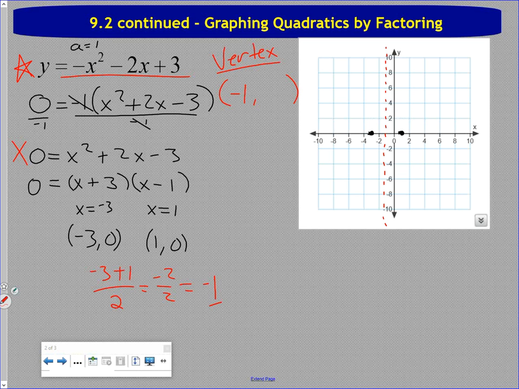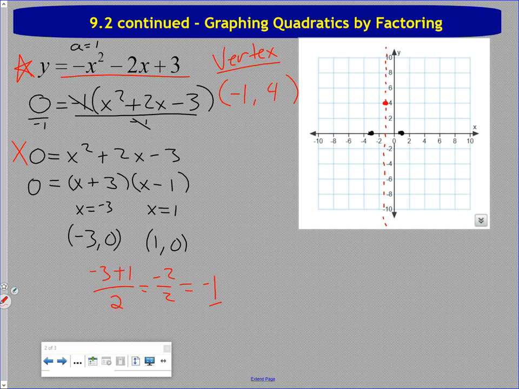Okay, so again, plug this into your calculator. Negative 1, store as x, and then just retype negative x squared minus 2x plus 3. I'm doing the same thing myself. We're going to get 4. So the y-coordinate is up here at negative 1, 4. And that makes sense.